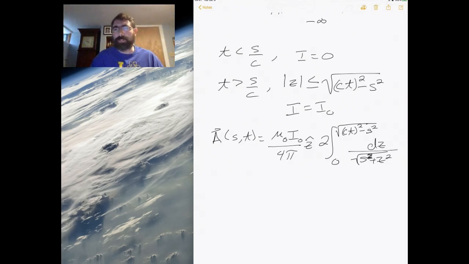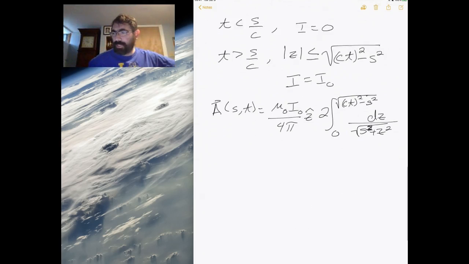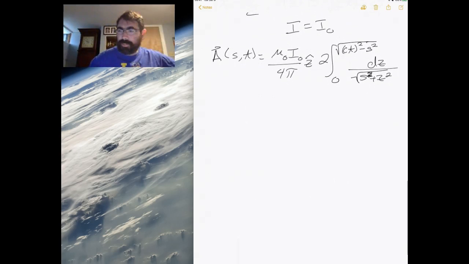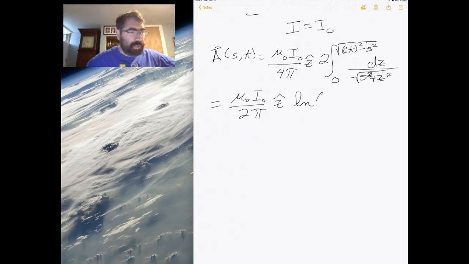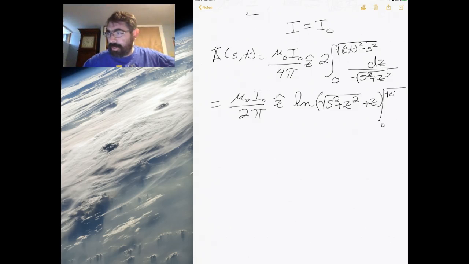Okay, so we can look up this integral, the integral of 1 over the square root, and what you would get is essentially the natural log of the square root of s squared plus z squared plus z, integrated in the limits of 0 to the square root of ct squared minus s squared. So I know that's hard to see.